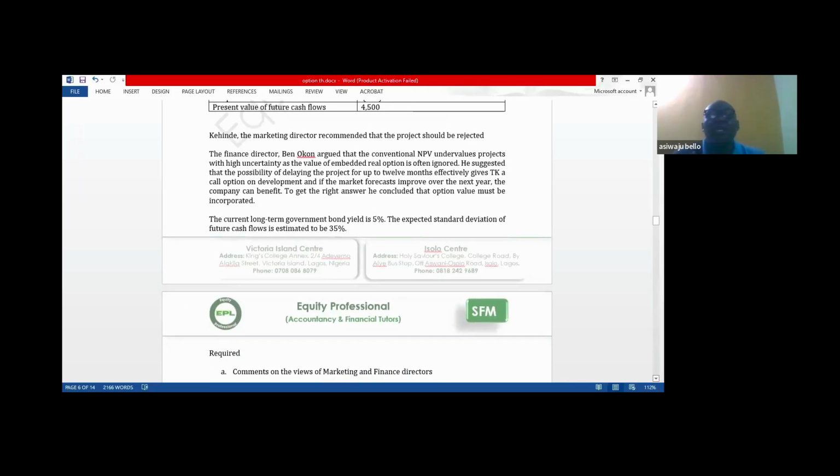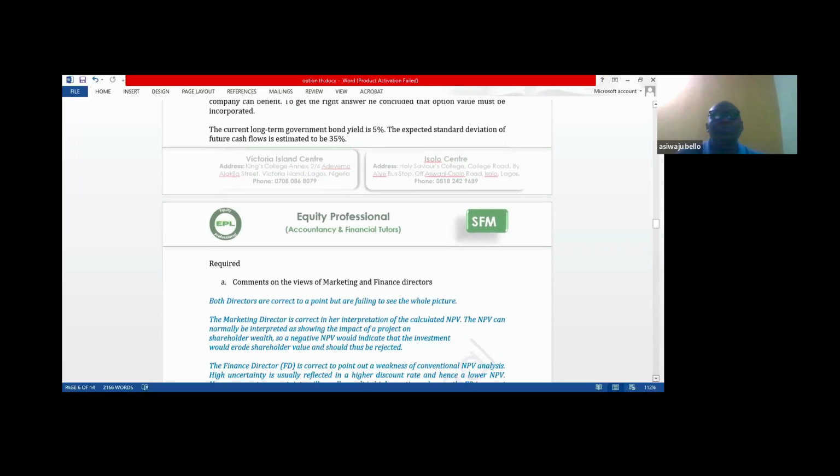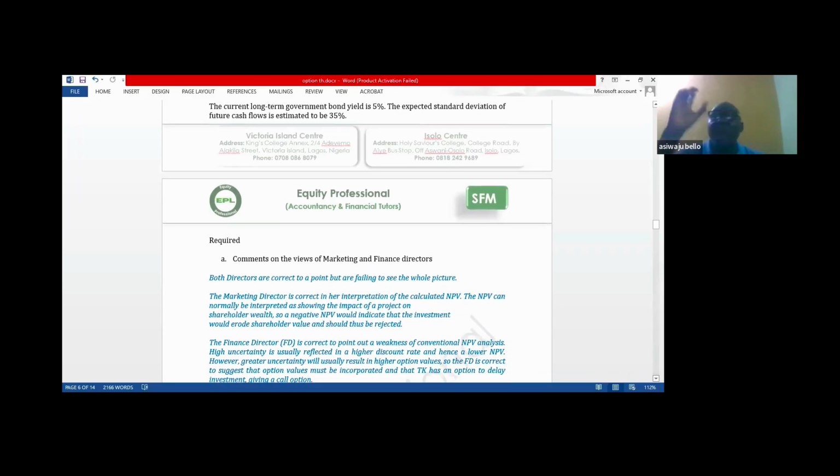The current long-term government bond yield is 5%. The expected standard deviation of future cash flow is estimated to be 35%. Requirements. Comment requirement A.